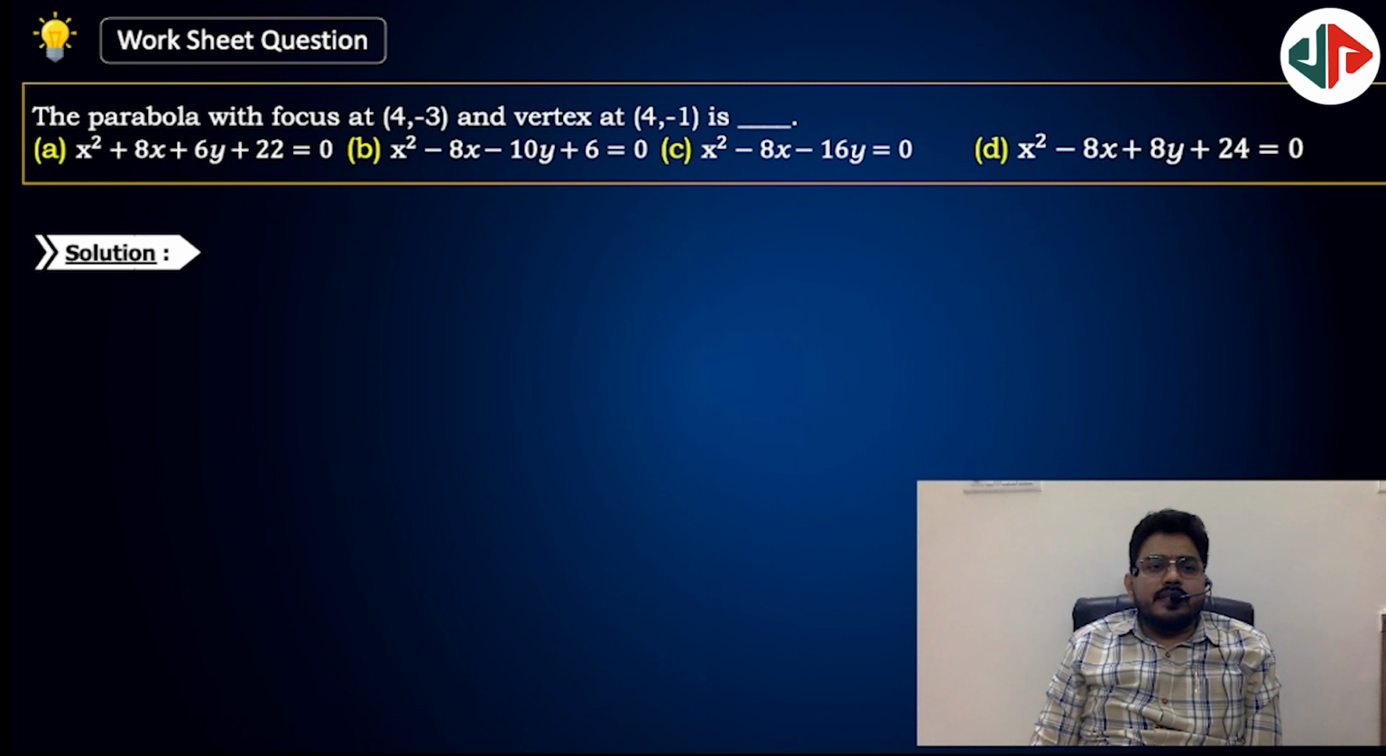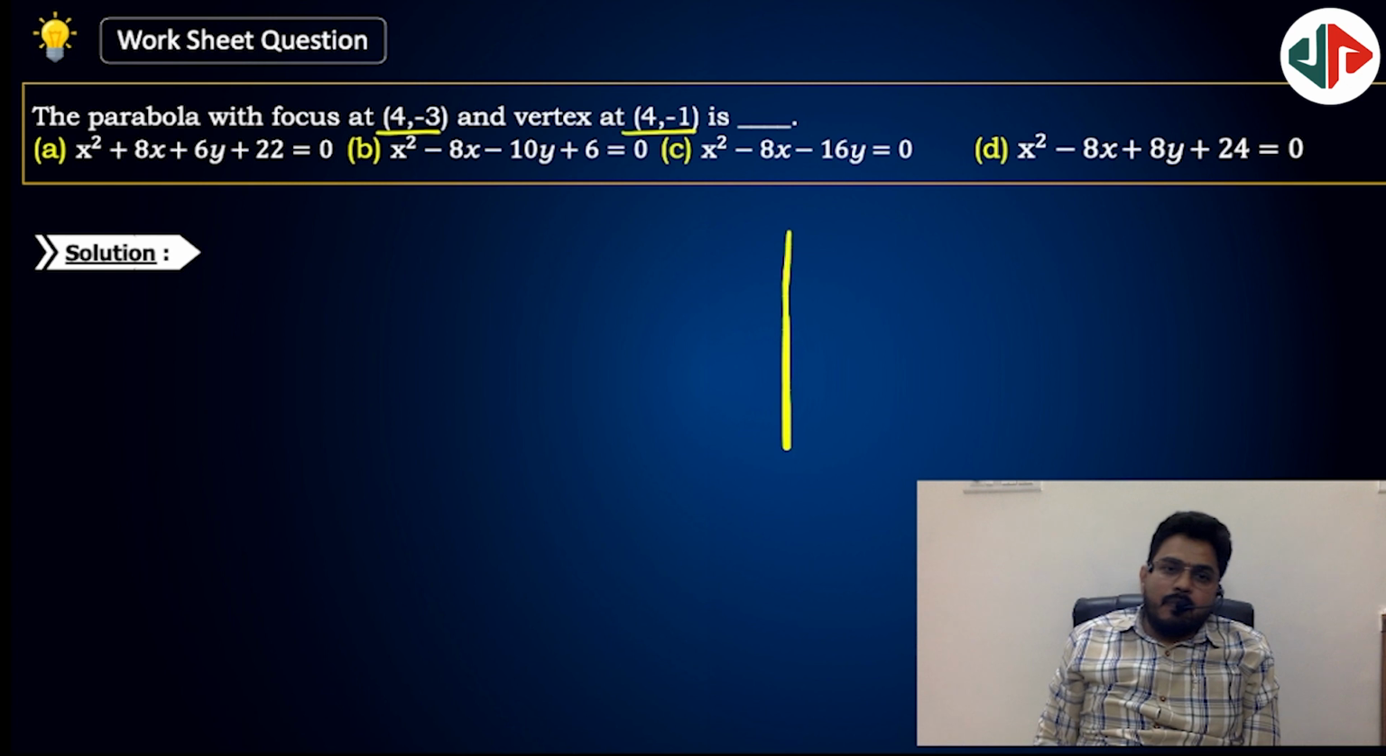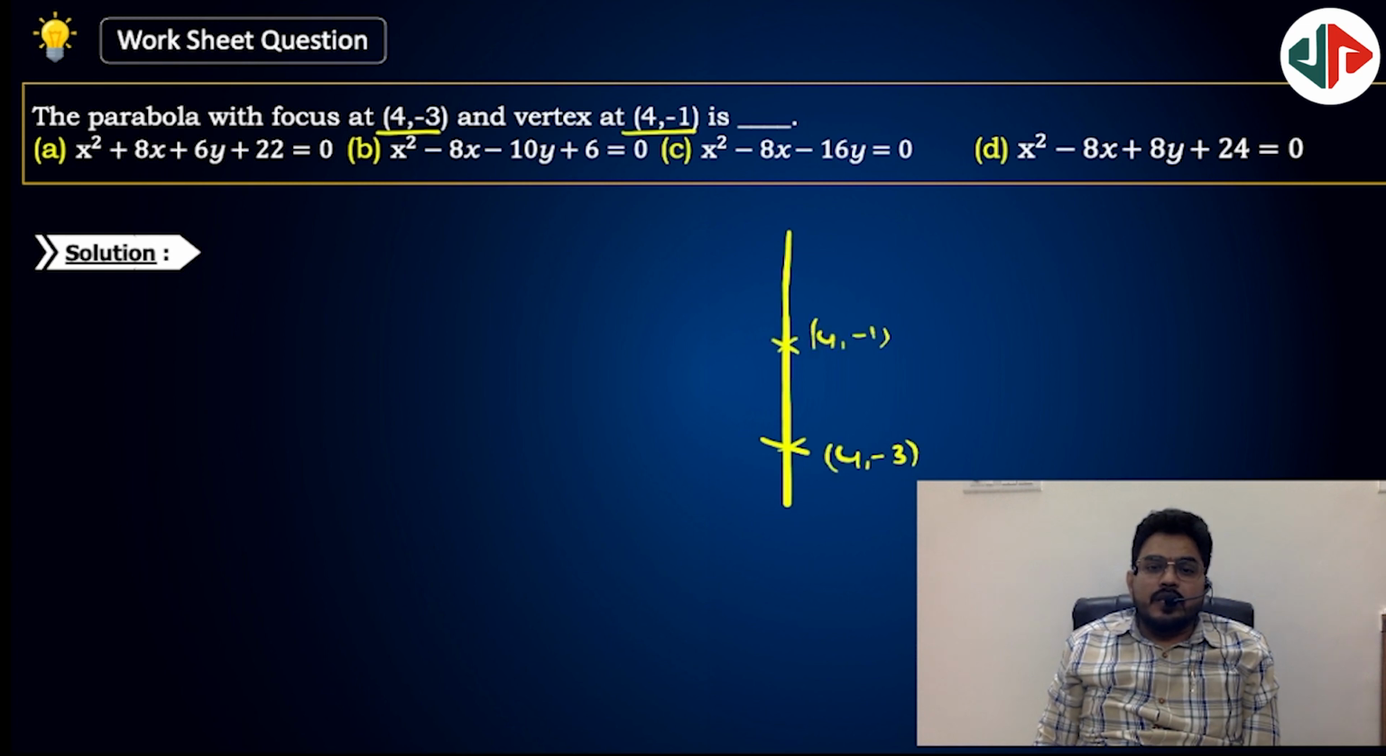Next question is about the parabola with the focus at (4, -3) and the vertex at (4, -1). The parabola's x value is the same, so the focus is (4, -3) and the vertex is (4, -1). The parabola is going to be like this.